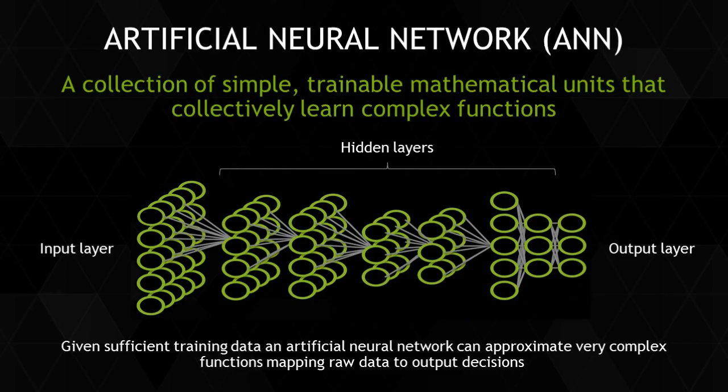An artificial neural network is a large collection of these very simple trainable units. When you form a large collection of these units, they can actually collectively learn through the training process I previously described very, very complex functions that map raw data to complicated output decisions.